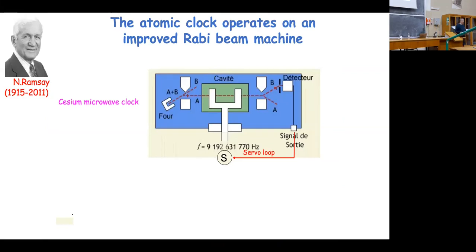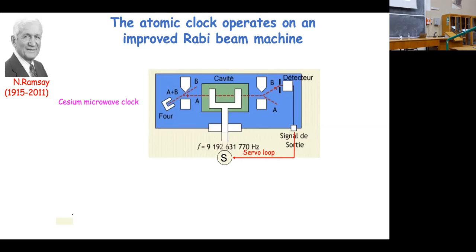It's again a Rabi machine. It's a molecular atomic beam machine, but now the improvement is that instead of having one zone in which you apply the microwave, it is split into two parts. So the atoms are subjected to a first pulse of microwave when they cross the first zone, and a second pulse after that. This technique was invented by Ramsey, who was a student of Rabi.